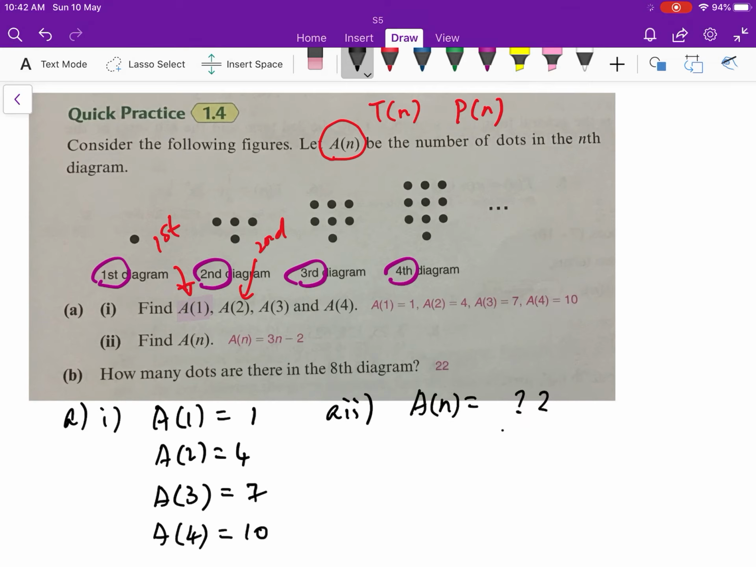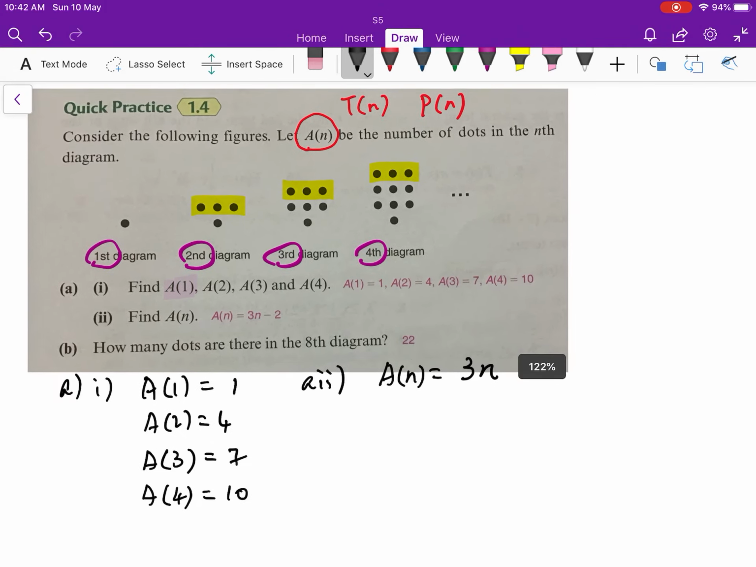General term means something with n, for example 2n minus 1, or n to the power 2, something like that. So how can we find it? Observe the pattern. You can see that in almost every sequence, you're just adding 3 to the previous one. So we know that it should be related to 3. If you relate it to 3, it will be 3n.